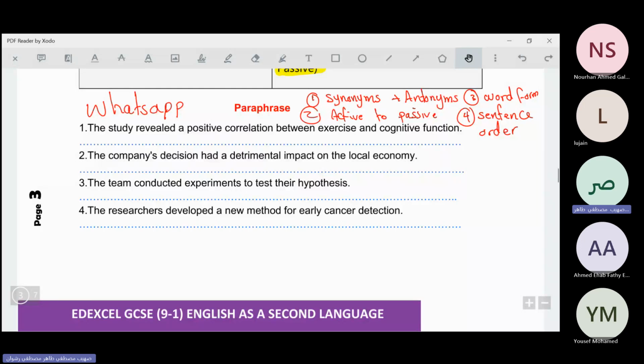Ahmed, "a good link" is a very weak word. Change it in sentence number one.